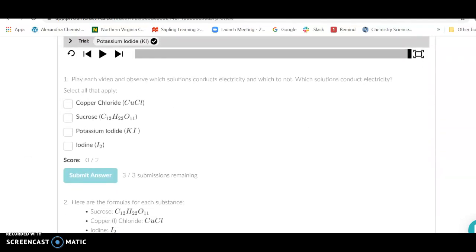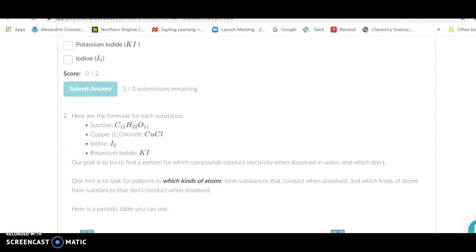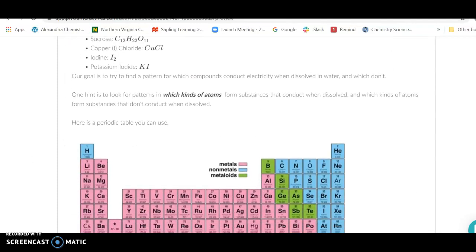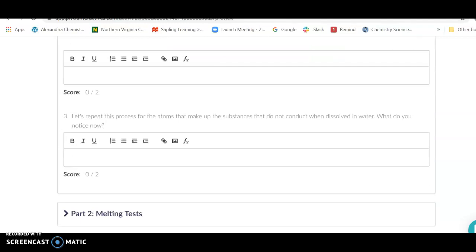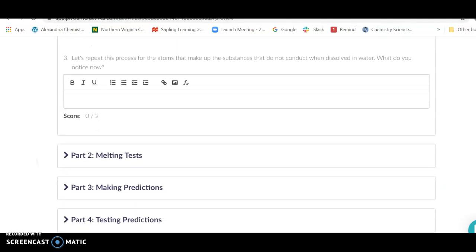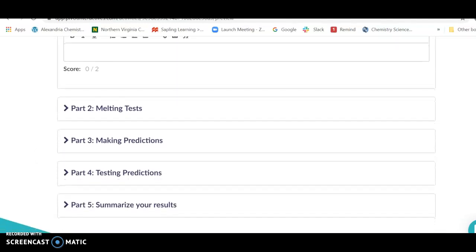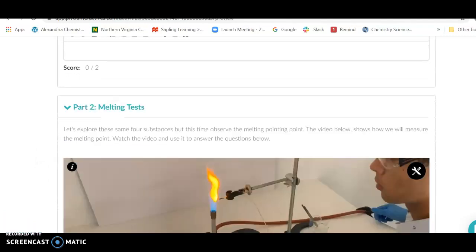And so what you're going to do is play that and look at the four solids that they have, and when they are dissolved in water, do they conduct or not? Make sure you submit your answer. Look at the formulas. See what sort of elements each of the compounds are made of, and then take a look at it and make some predictions, giving yourself that information.